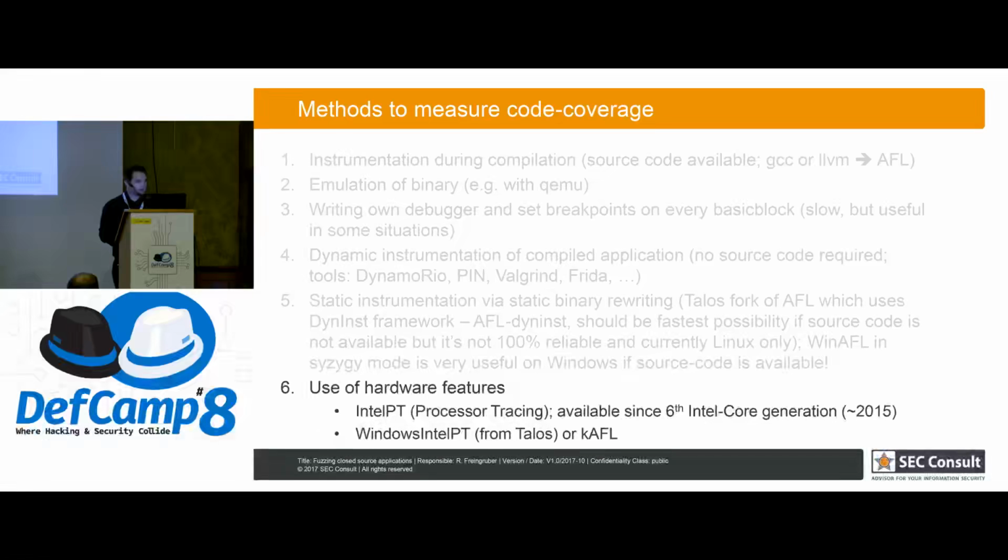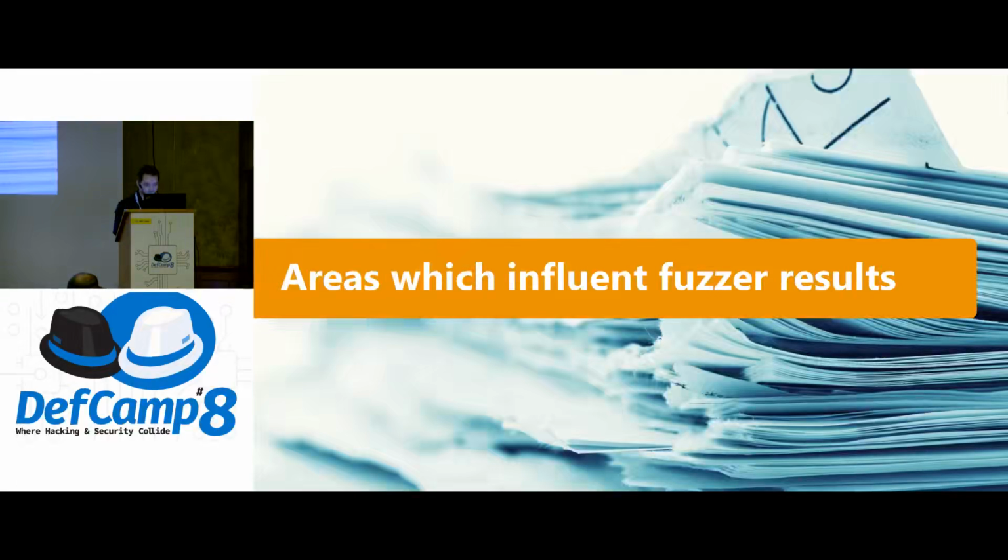And the last method could be using hardware features, because with hardware features we don't have to execute additional instructions, which means we are faster. For example, Intel PT, which is available since the 6th Intel Core generation, and this laptop has it, can be used to get the code coverage information back. But the main problem is that you can just get the code coverage back and not more, like with dynamic instrumentation frameworks, which will come later.